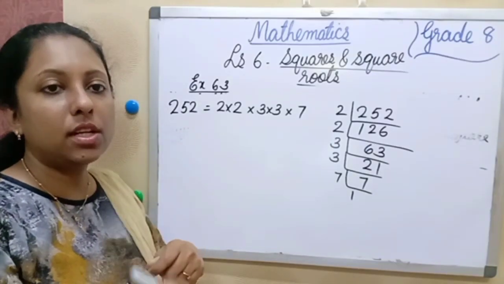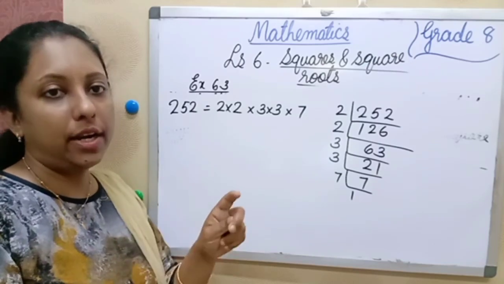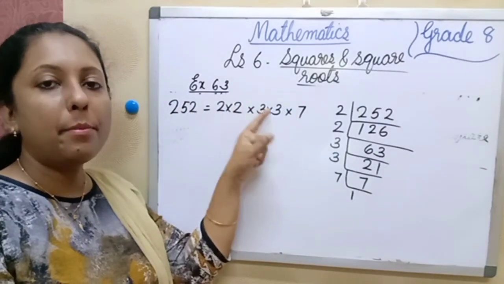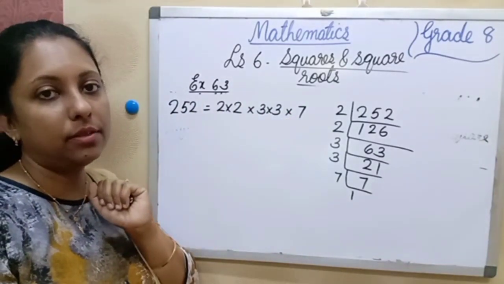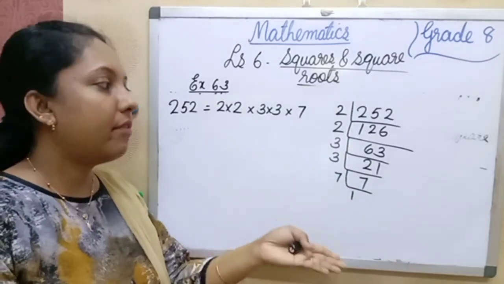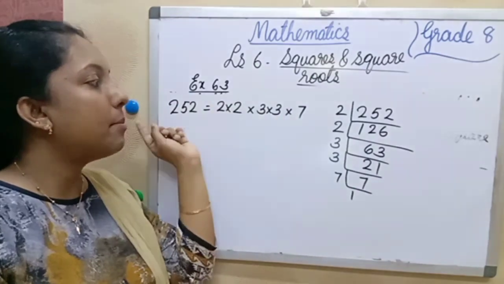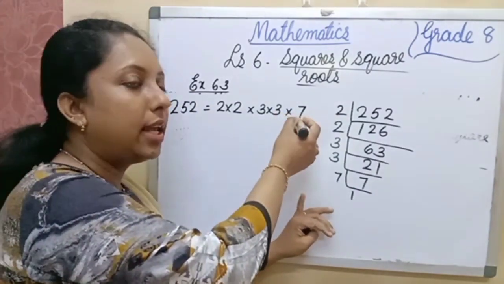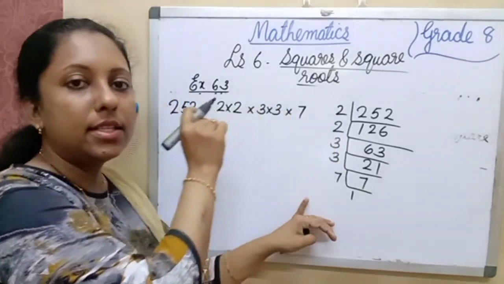So what is the question here? Which is the smallest whole number by which we should divide so that it will become a perfect square? Obviously 7. If we remove 7 from here, then the new number will become a perfect square. So how can we remove it? We have to divide by 7.